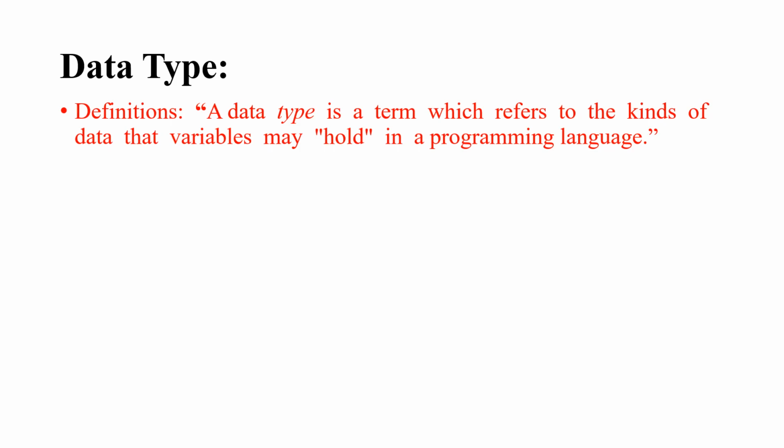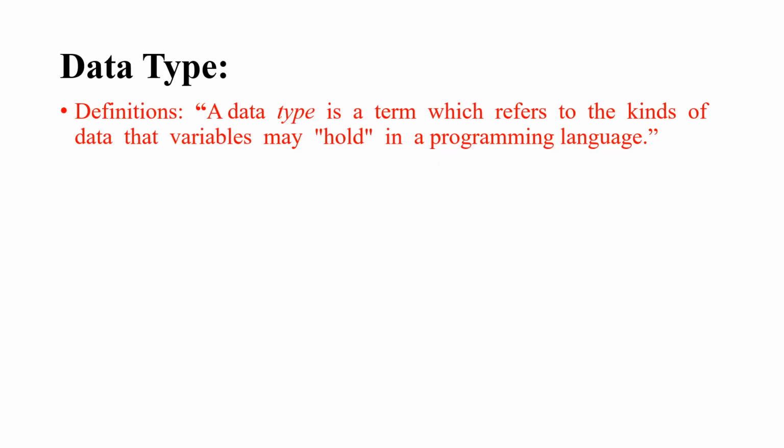The definition of data type is: a data type is a term which refers to the kind of data that a variable may hold in a programming language. Basically, data type is a representation of the nature and type of data that is going to be used in programming, or in other words, a data type describes all data which shares a common property. For example, an integer data type describes every integer data that the computer can handle.